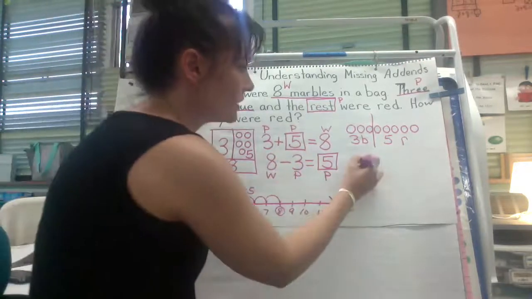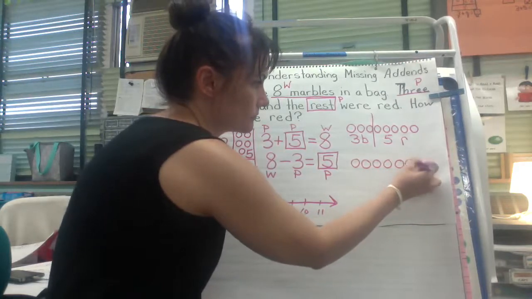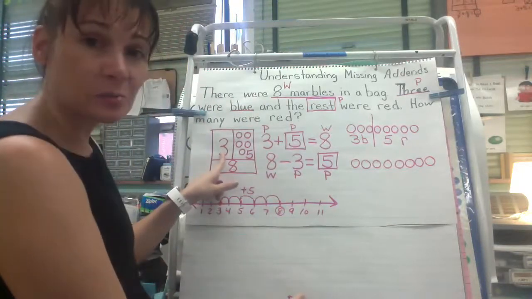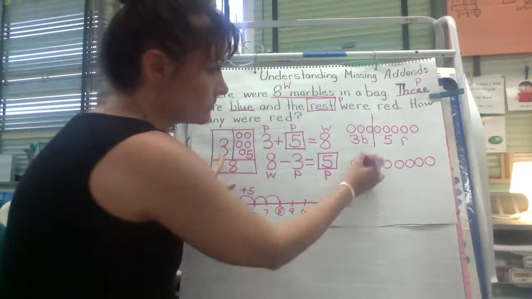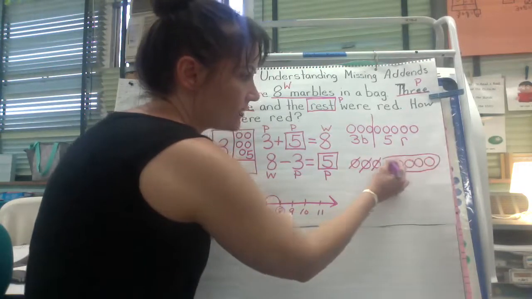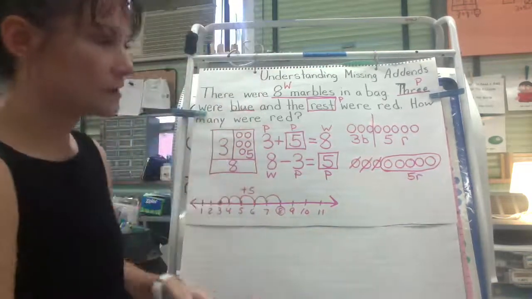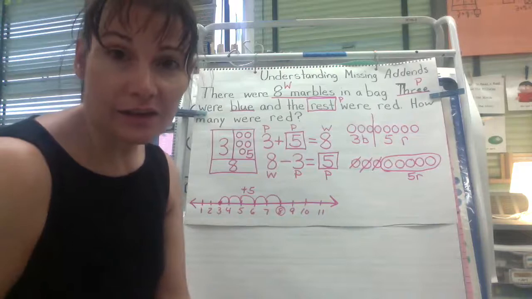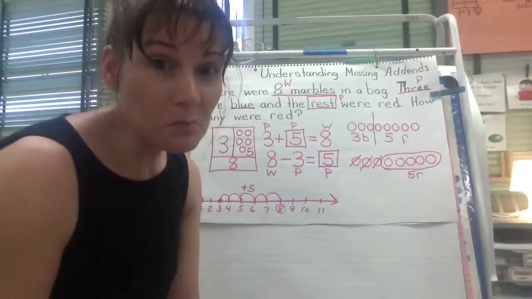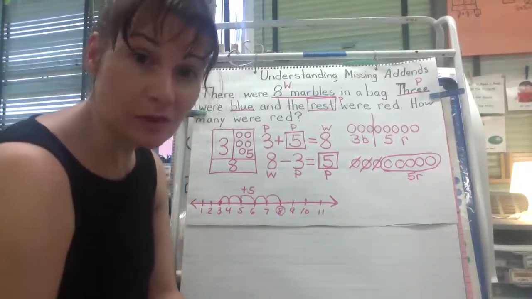I can also think of my subtraction facts. If I have 8 and I minus the part that I know, which is 3, I see that I have 5 left to be red. Great thinking, guys. You're doing awesome today. I have one more model that I want to point out to you that you could use to help you solve your problem.